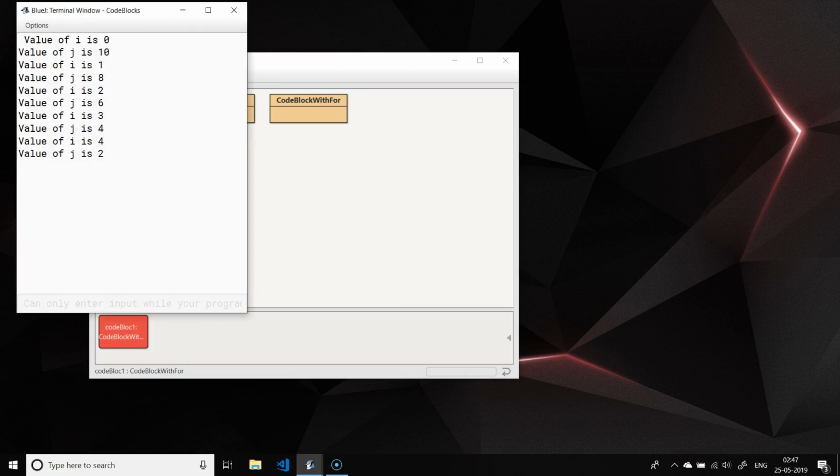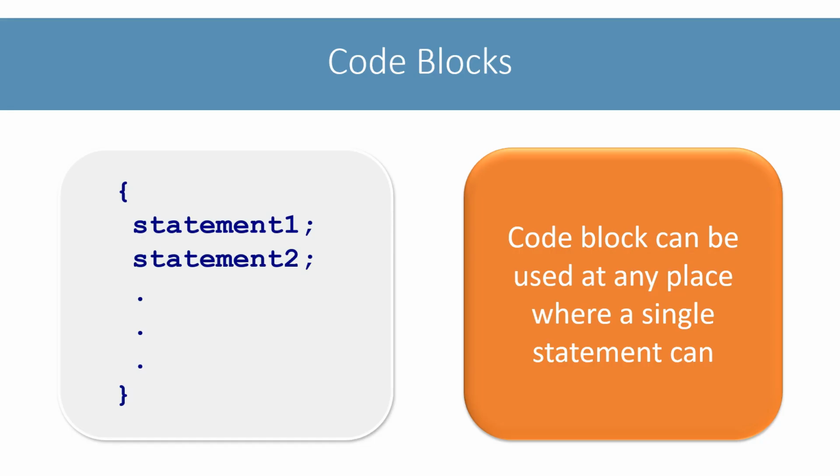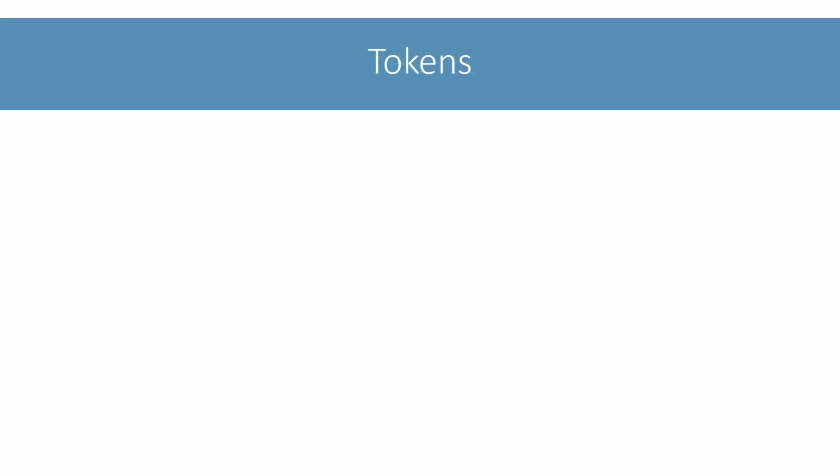As you can see in the output, in each iteration of the for loop, all the three statements inside the code block get executed. Code blocks are used at many other places in the program apart from if statements and for loops, and they have some additional properties as well, which we will see later. The most important thing to remember about code blocks is that they are used to create logically inseparable units of code.